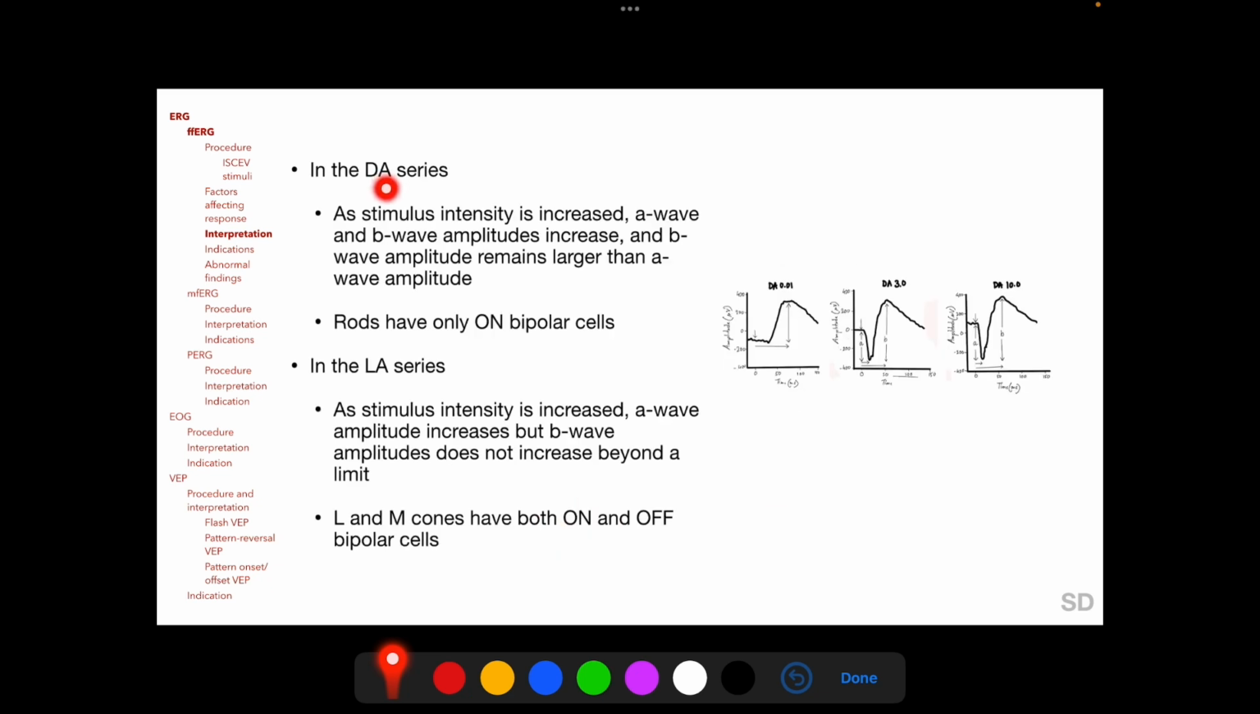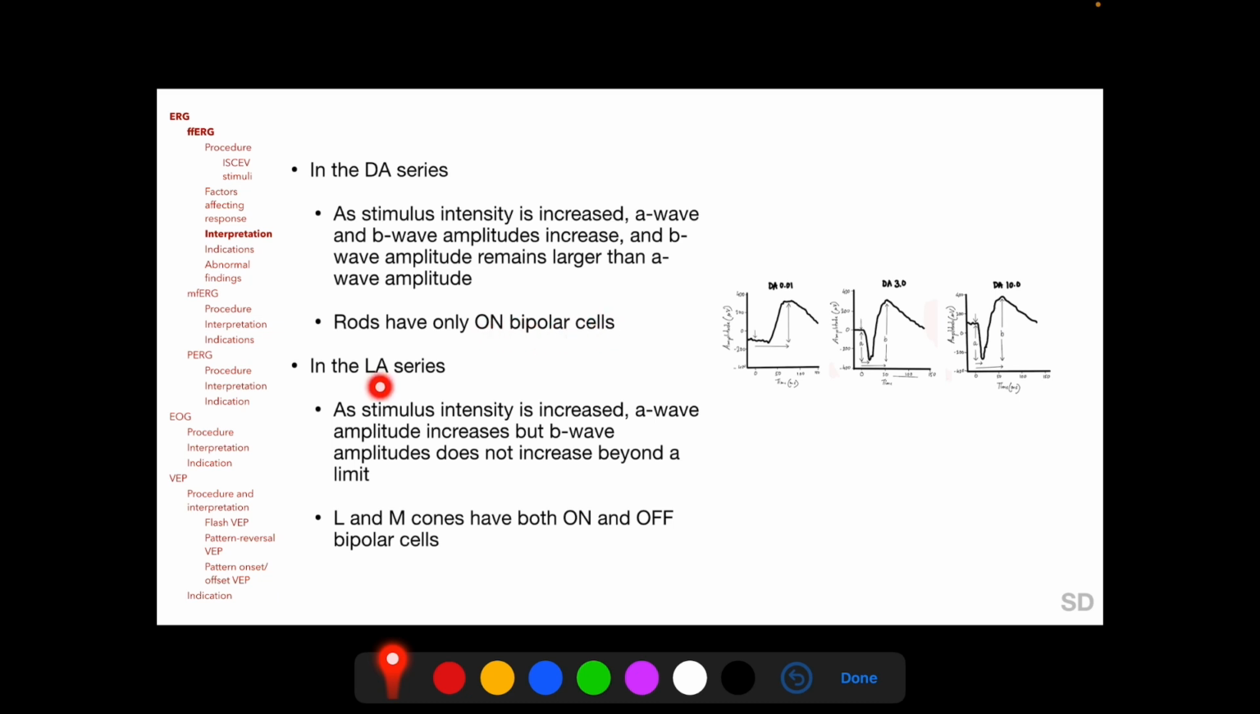In the dark adaptation series, as seen here in this diagram, as stimulus intensity is increased, amplitudes of both the A wave and the B wave increase. This is because rods, whose function is reflected in the DA series, have only on bipolar cells and do not have off bipolar cells, so the response of all on bipolar cells combine to generate the B wave.